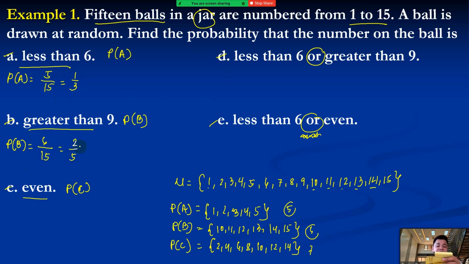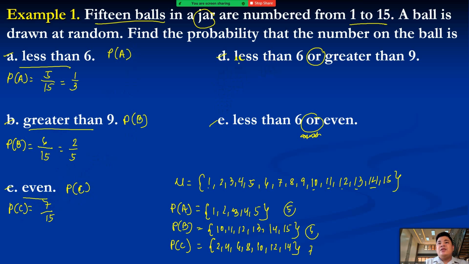Let's proceed to letter C. For letter C, how many are the even numbers? We have 7. And the probability of event C will be 7 over 15, and this is already the lowest term. So we are able to solve for probability of event A, probability of event B, and probability of event C. Now, let's use these answers in answering letter D and E.